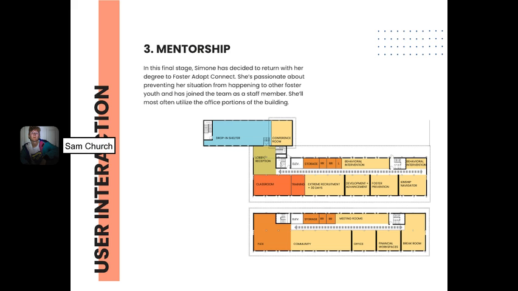Stage 3: Mentorship. Simone has graduated from university and now has a partner and a home in Strawberry Hill. She still stays in touch with her network from Foster Adopt Connect and decides to seek a job at their Kansas City location. After joining the team as part of the Kinship Navigator department, she'll most often use the office portions of the building doing something she's passionate about.